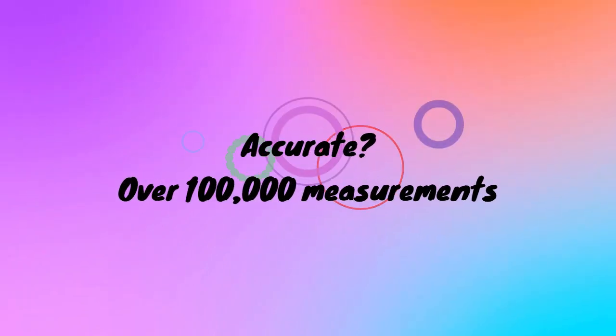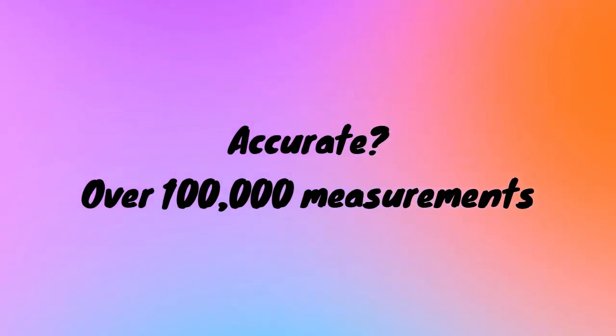And sometimes they ask you, how can we trust Ernest Rutherford's conclusions? In other words, how do we know that his conclusions were accurate? Well, that's because he did over 100,000 measurements.